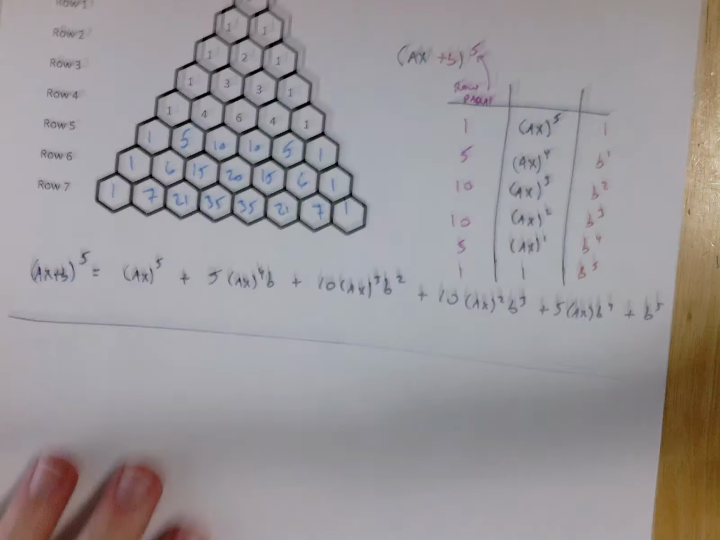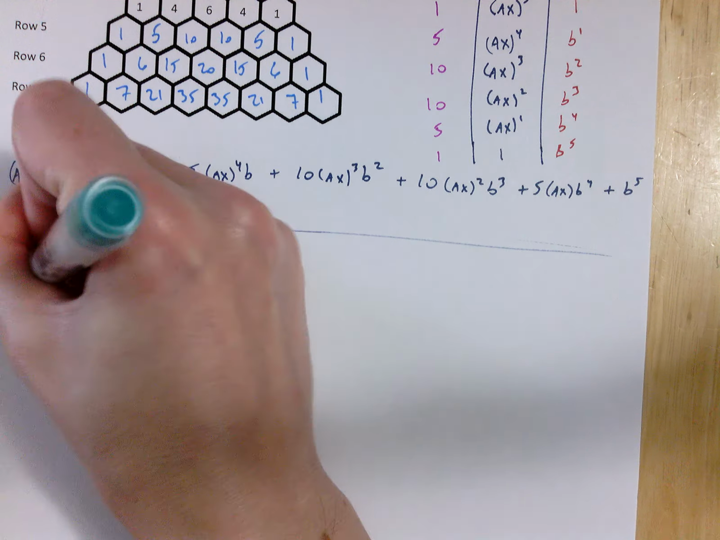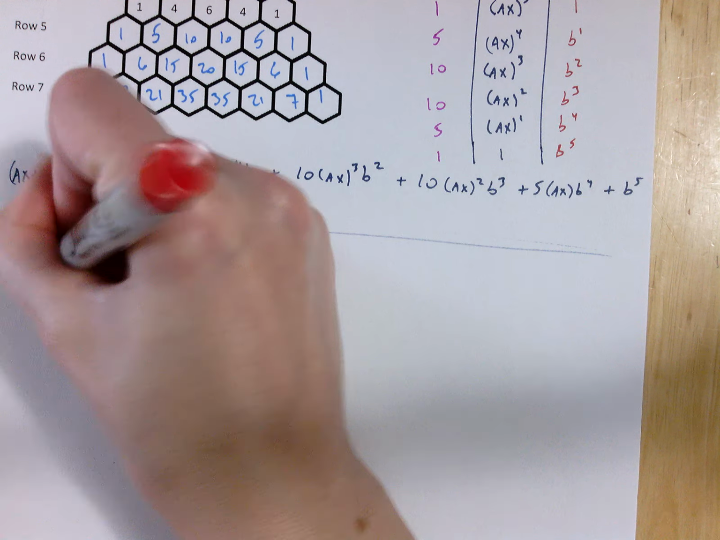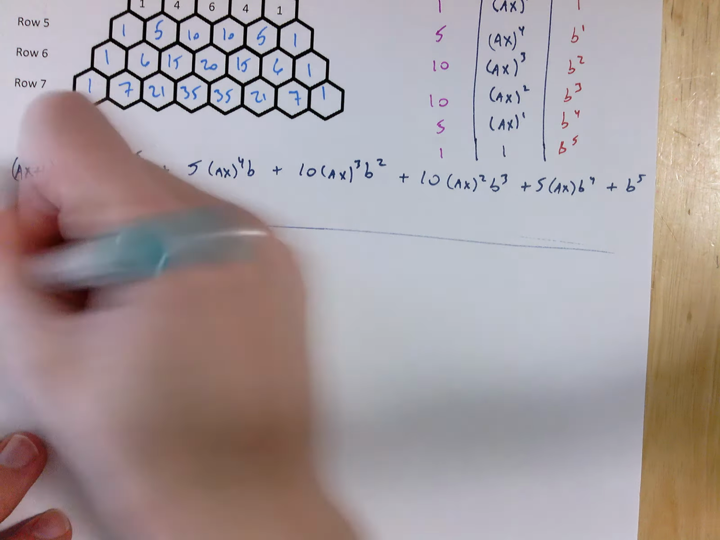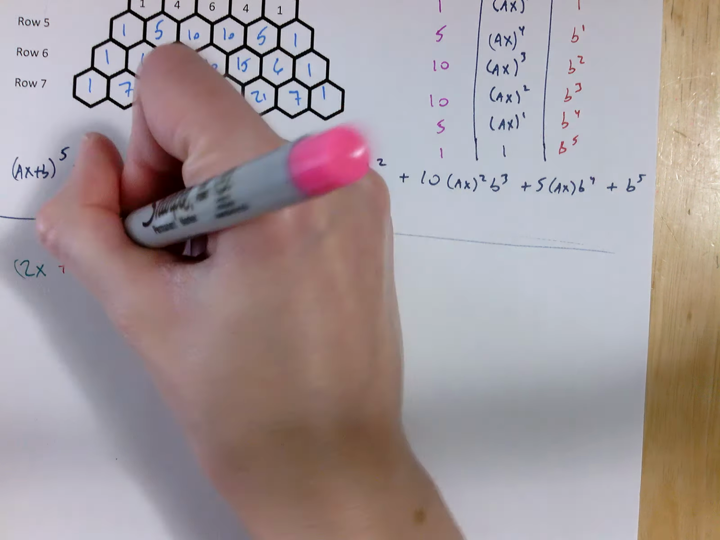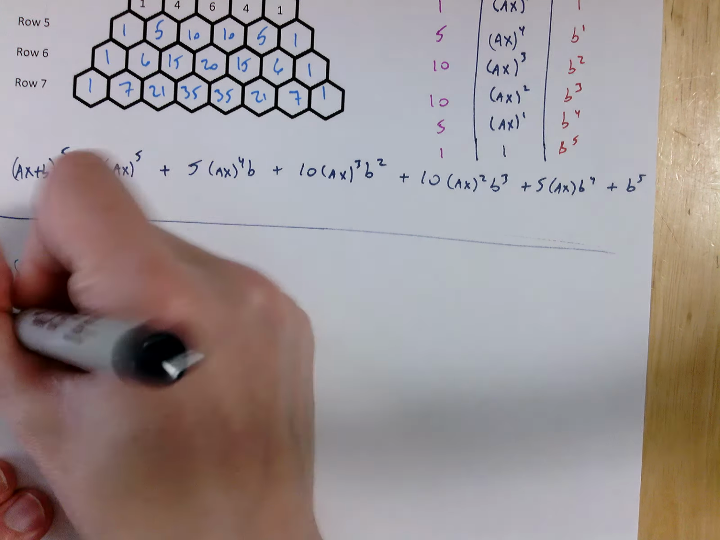So now let's look at a specific example. Okay, so we're going to do a specific example now. So I'm going to go with, hang on, I need new colors. This is important. All right, so let's start with 2x, and then we're going to do plus 3. So 2x plus 3, and I'm going to raise that to the 4th power. Okay, so 2x plus 3 raised to the 4th power. So setting up my little table.